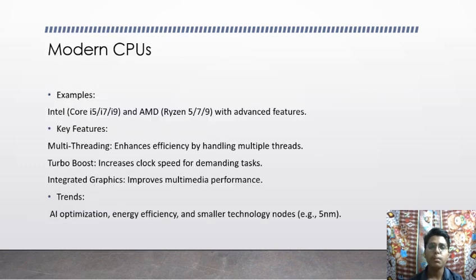Modern CPUs, for example Intel Core i5, i7 or i9 and AMD Ryzen 5, 7, 9, with advanced features. Key features: multi-threading, enhancing efficiency by handling multiple threads. Turbo Boost increases clock speed for demanding tasks. Integrated graphics, improving multimedia performance. Trends: AI optimization, energy efficiency, and smaller technology nodes. Example: 5nm.